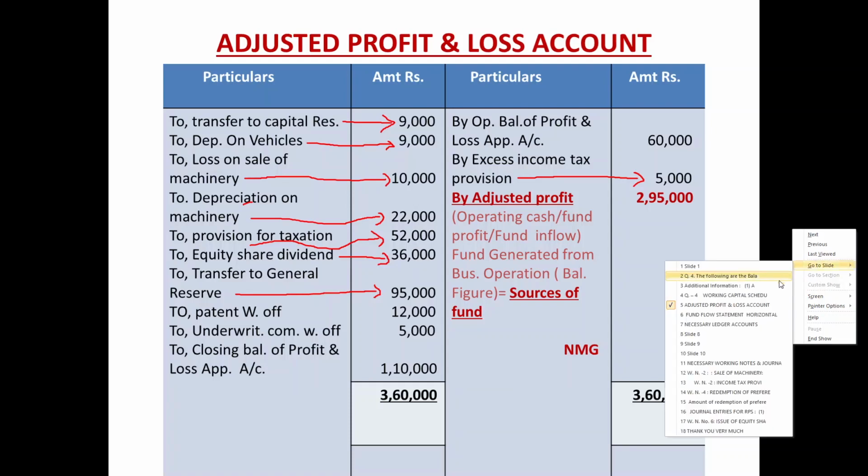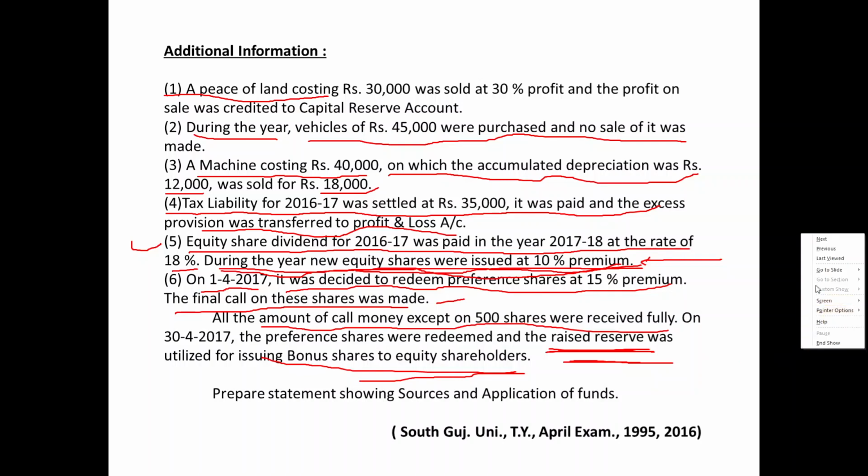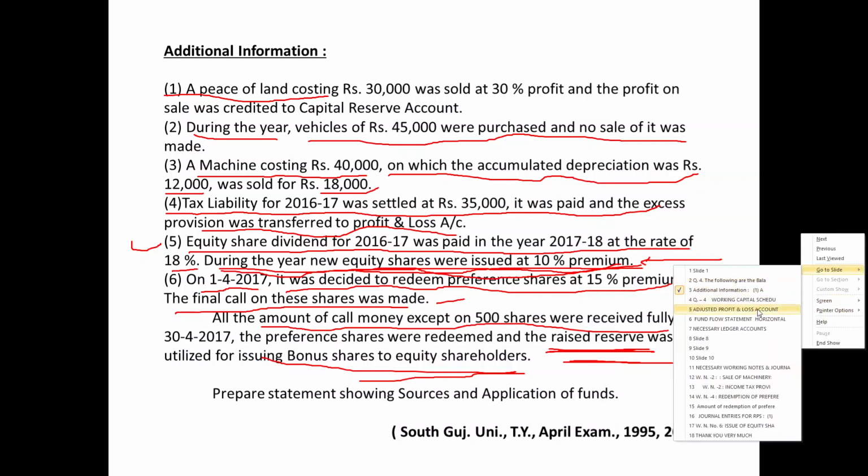Now come to the fifth point. Let me show that fifth point once again. Second part of the fifth point: dividend we have considered, but during the year new equity shares were issued at 10% premium. Now this has to be decided, but first we wrote CRR as bonus, and now we can decide that item of new equity issue.